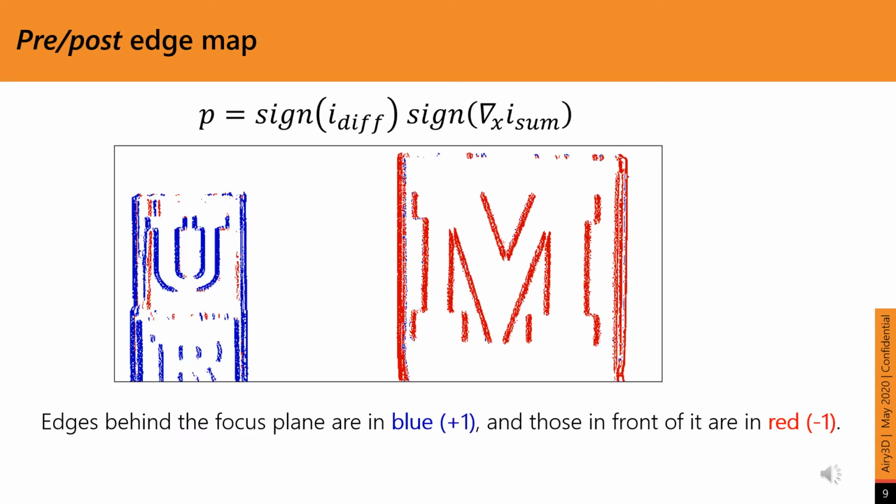We can use this relationship between the signs of the diff and the gradient to define a pre-post edge map, which can tell us if the edges are behind the plane of focus or in front of it. In the pre-post edge map, we define an edge to have diff and gradient responses sufficiently larger than a chosen threshold. P is equal to sign of diff times the sign of the gradient. So P is +1 when both the diff and the gradient at a given pixel have the same sign. That is, both are positive or both are negative. P is -1 when the diff and the gradient have the opposite signs. Note that, again, since our mask only has vertical gratings, this sensor cannot provide pre-post estimates for non-horizontal edges.